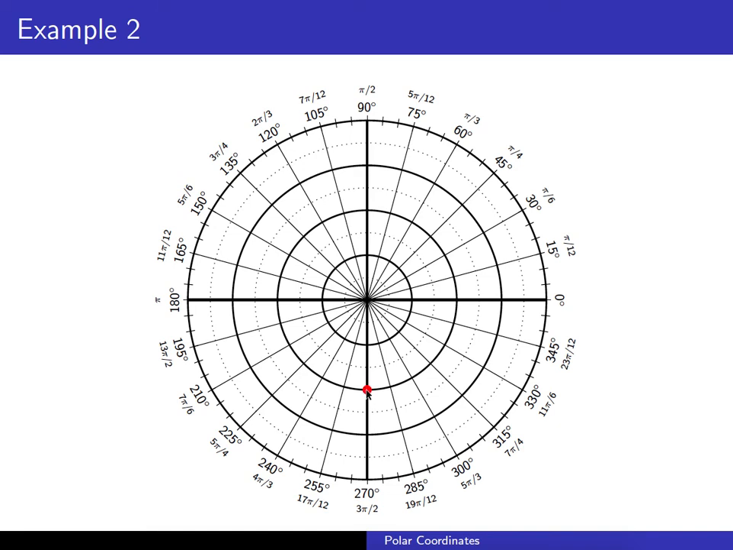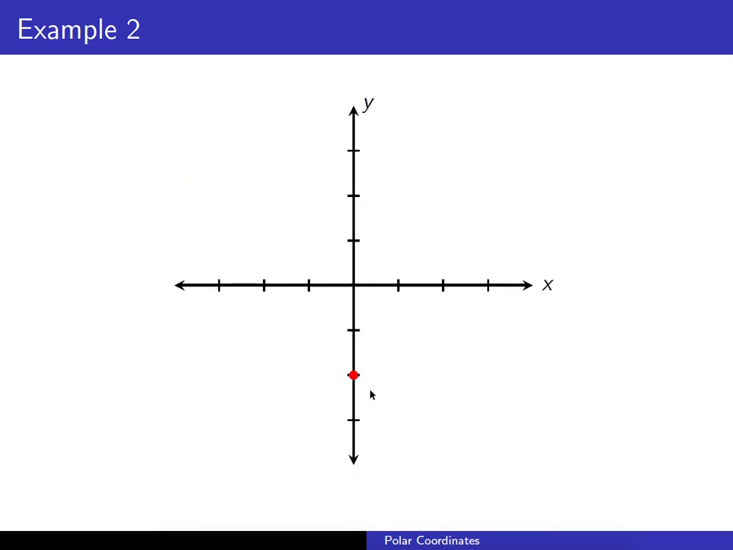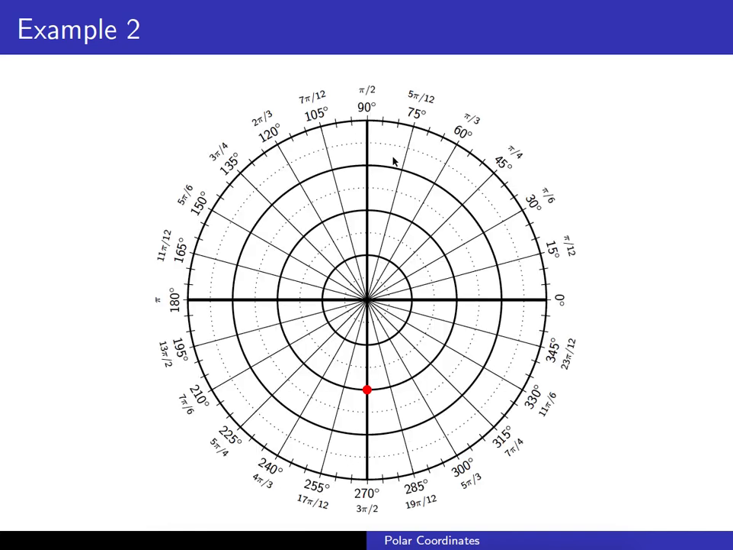Going from polar to rectangular, if instead of these solid rings we think of them as tick marks on the x-axis and y-axis, then this point here would be 2 tick marks below the origin, which is at (0, -2). So we can replace those rings with these tick marks, and that's essentially all the difference is. We just swap out the x and y axes for polar axes, but it's pretty much the same thing.